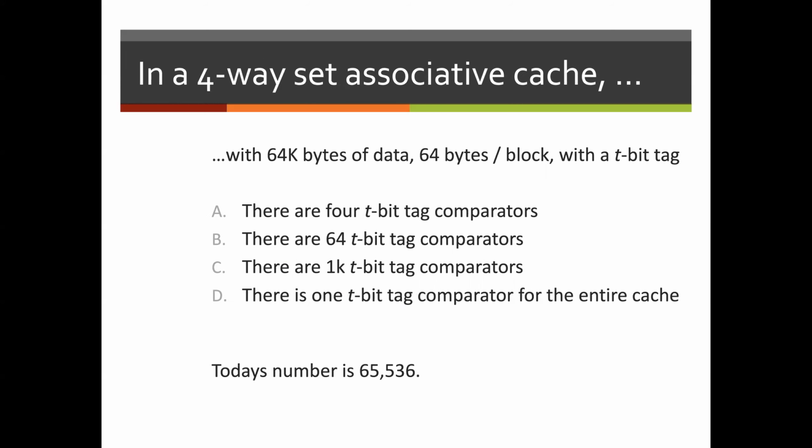So let's also consider if we have a 4-way set-associative cache. It has 64 kilobytes of data, 64 bytes per block, with a T-bit tag. How many comparators will we need? Will we need 4 T-bit tag comparators, 64 T-bit tag comparators, 1K T-bit tag comparators, or 1 T-bit tag comparator for the entire cache? And so if you recall from our previous example, we needed P comparators based off of a P-way set-associative cache. So that means that we know that we're going to need at least 4 T-bit tag comparators for our cache.